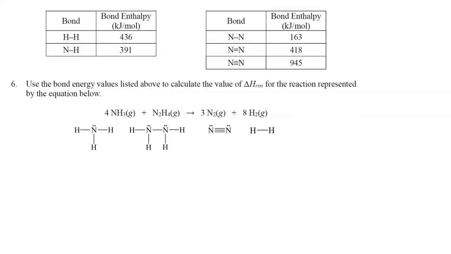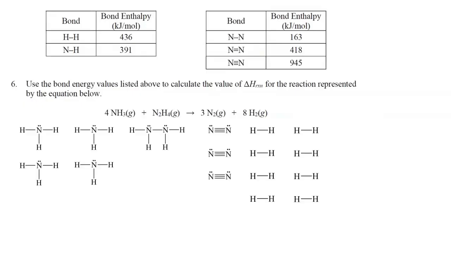So I'm going to draw as many molecules as I need on both sides of the equation to get a really good picture of what bonds are being broken and what bonds are being formed. So there are 4 molecules of NH3. There's 1 molecule of N2H4. There's 3 molecules of molecular nitrogen, N2. And there's 8 molecules of molecular hydrogen, H2.